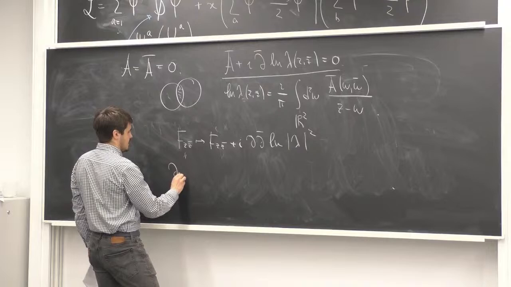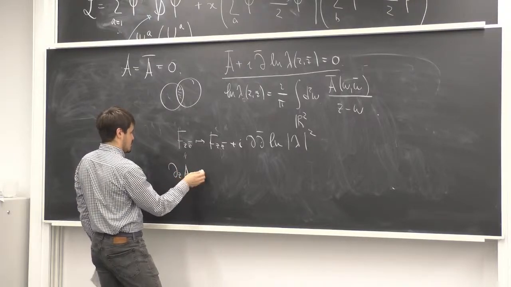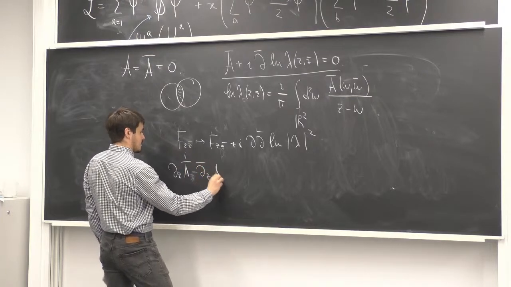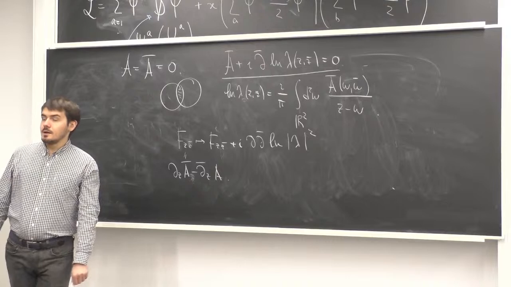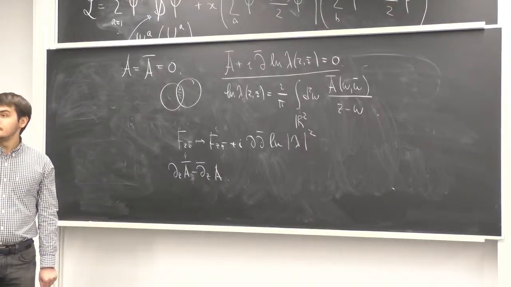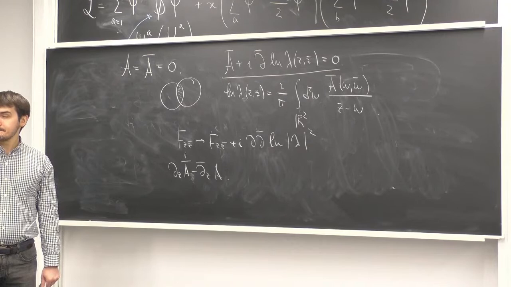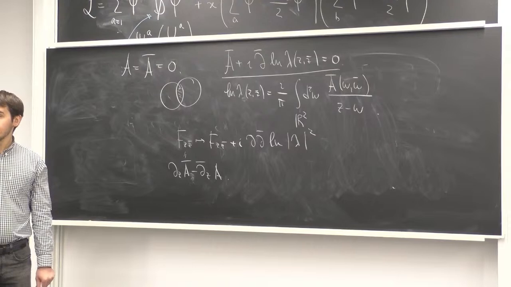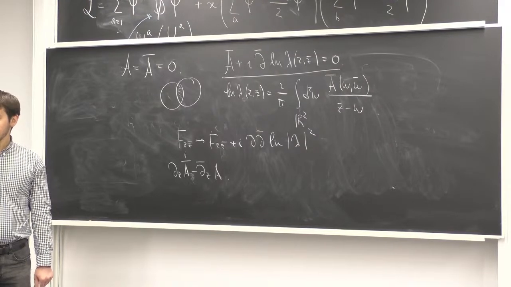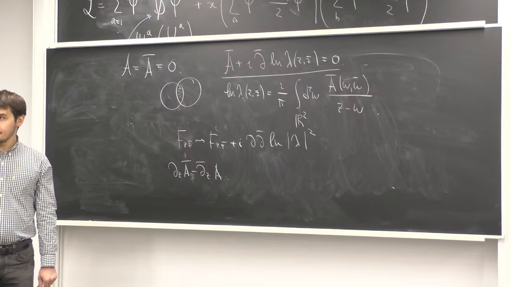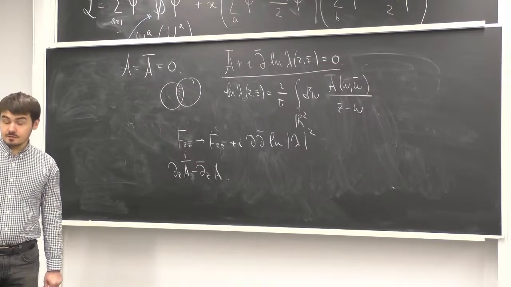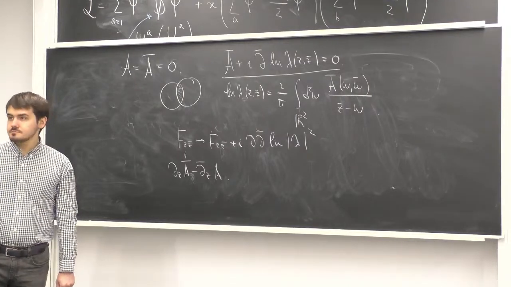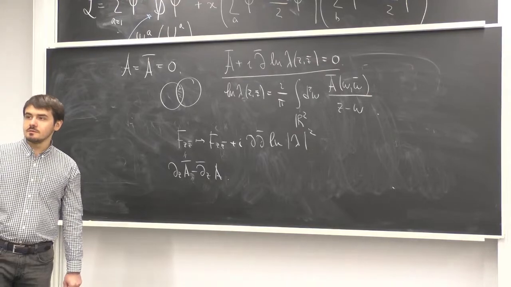F z z bar is d_z A_z bar minus d_z bar A_z. But if you consider A without bar as the other component of the gauge field, the gauge transformations should be different. Both components should transform with the same function, but in your case, one component transforms with lambda and the other with lambda bar. Exactly. So it's not a gauge transformation in this sense. You have only one half of the gauge field, whichever you choose.